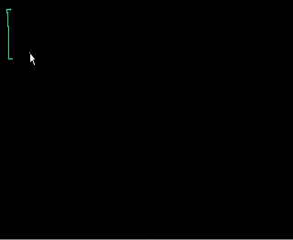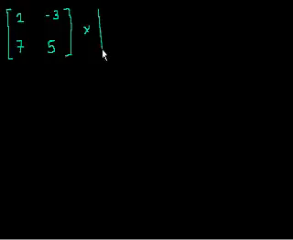So let me think of two matrices. I'll do two by two matrices, and let's multiply them. Let me pick some random numbers. 2, minus 3, 7, and 5. And I'm going to multiply that matrix, or that table of numbers, times, let's see, 10, minus 8. Let me pick a good number here. 12, and then minus 2.